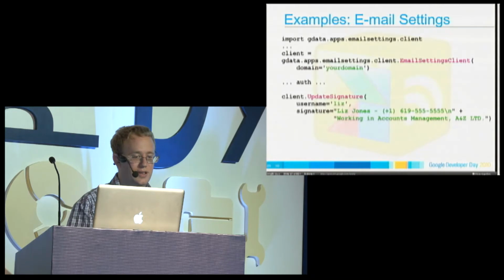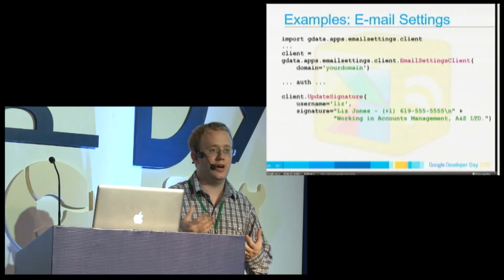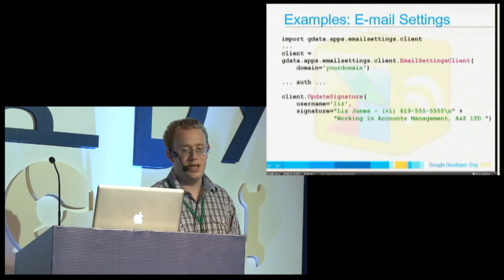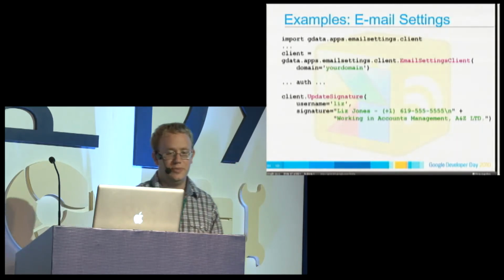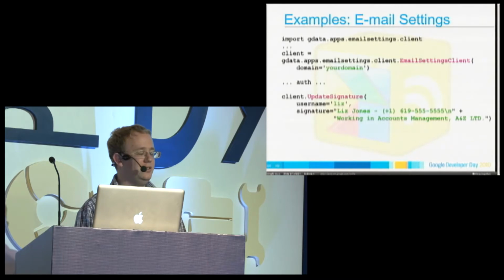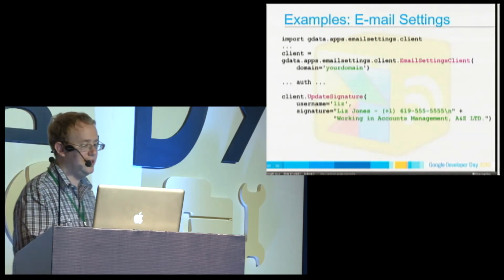This is the email settings API. So let's say that you have a bunch of users who are contractors. They're actually working for other companies on a regular basis, and you're storing that information in, say, your HR system. And you want to update the user's signature in their mail to let the people they're sending email to know who they're currently working for. So you can actually do that with the API.